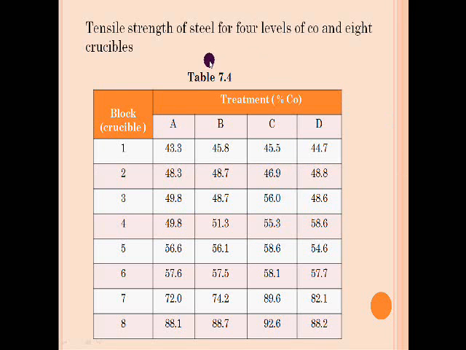This is table 7.4. It shows the tensile strength of steel for 4 levels of cobalt and 8 crucibles. So we know that the crucible is the block, while the treatment is the percentage of cobalt. The percentage of cobalt has A, B, C and D treatments. We have 4 treatments and we have 8 blocks.